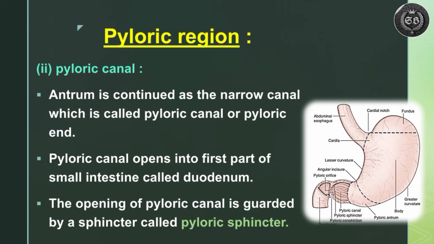Now, pyloric canal. Antrum is continuous as the narrow canal which is called pyloric canal or pyloric end. Pyloric canal opens into first part of the small intestine called duodenum. The opening of pyloric canal is guarded by a sphincter called pyloric sphincter. You can see in this diagram, here is the pyloric sphincter.